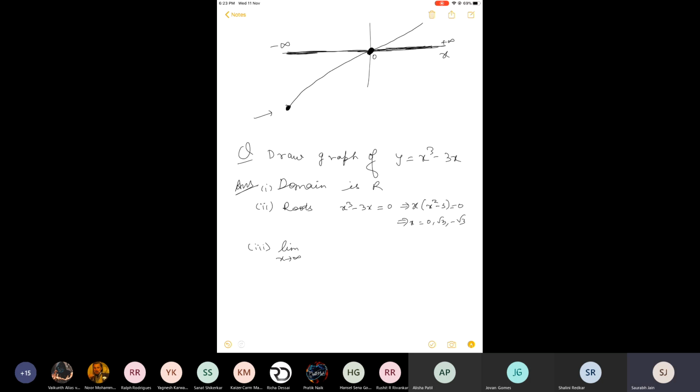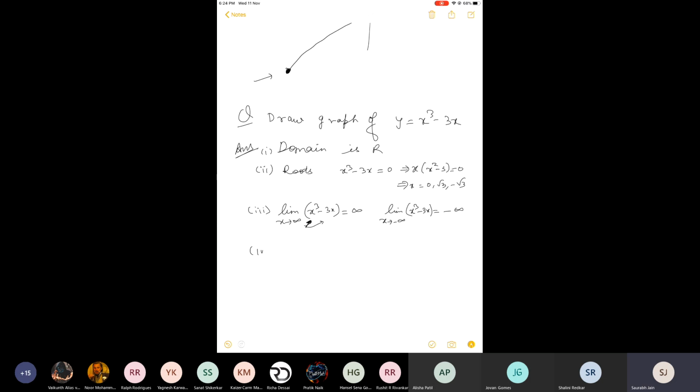Then, limit x tending to infinity. This will obviously be infinity, because it is something like infinity cube minus 3 into infinity. Usually the term having the highest power will give you the value. Similarly, limit x tends to minus infinity will again be minus infinity.